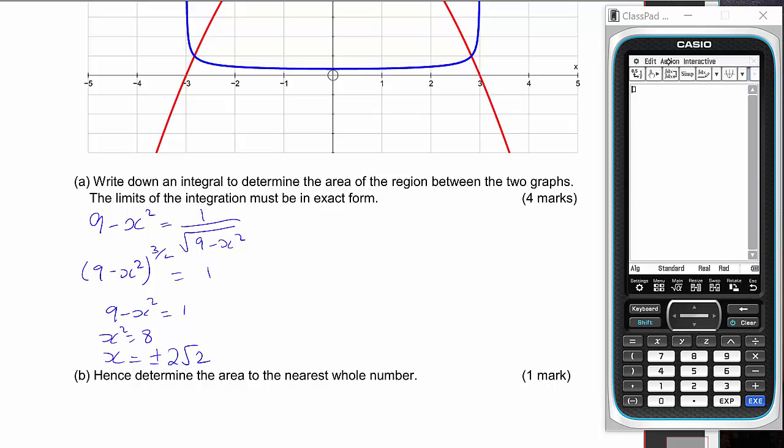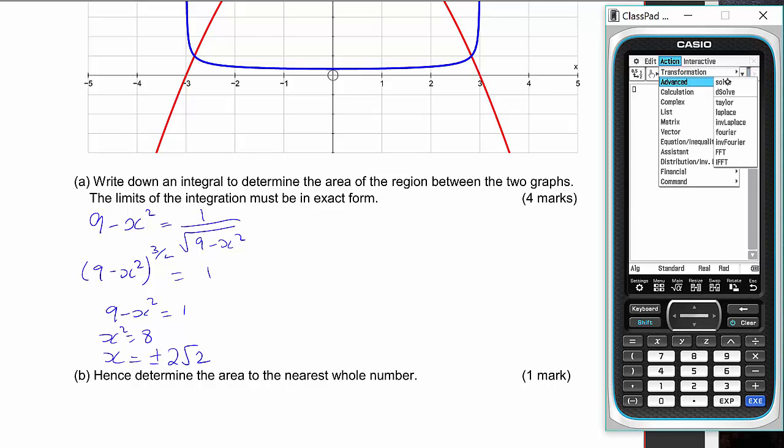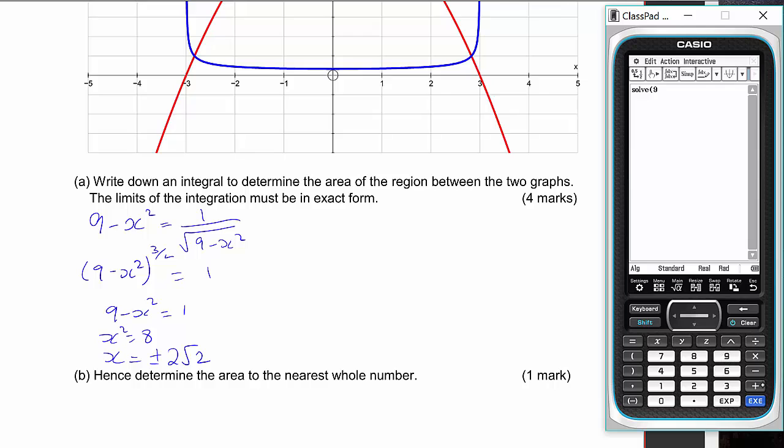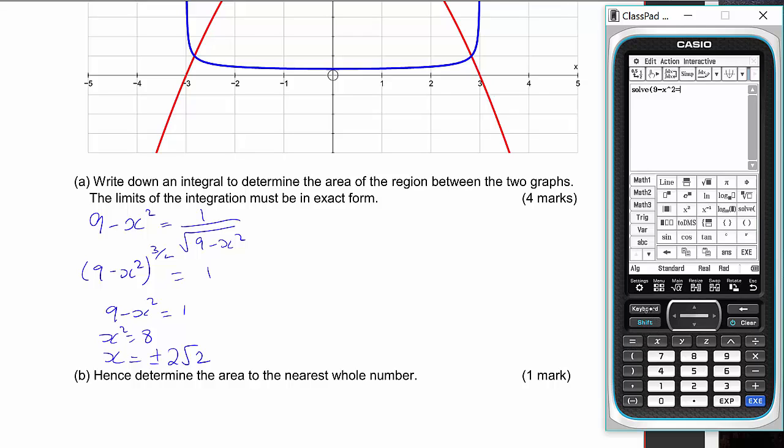So we've got action, advanced, solve. 9 minus x squared is equal to 1 over the square root of 9 minus x squared, and close the bracket, and we're in standard. Let's see if it does it. Yep, so it did it. So that's okay. You could have done that on the calculator.